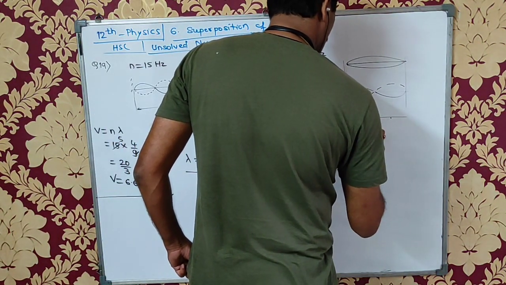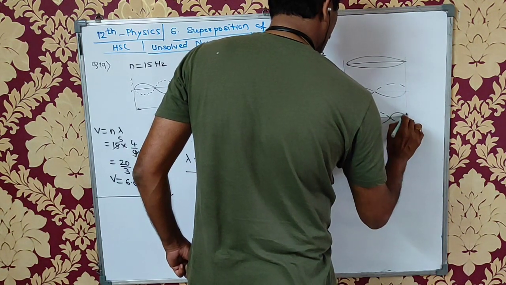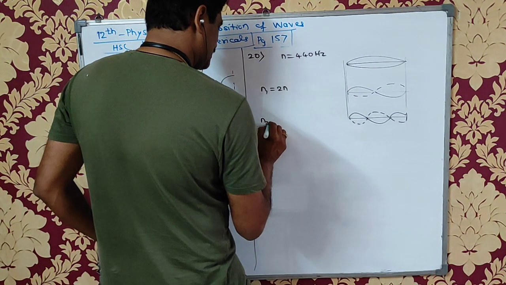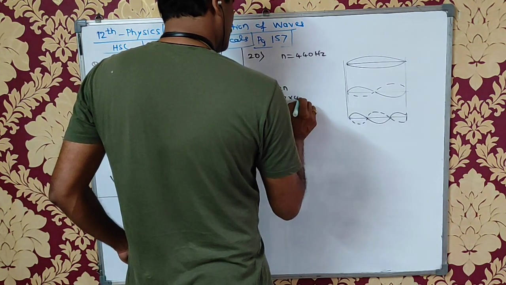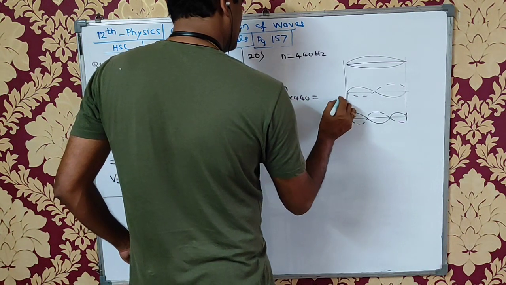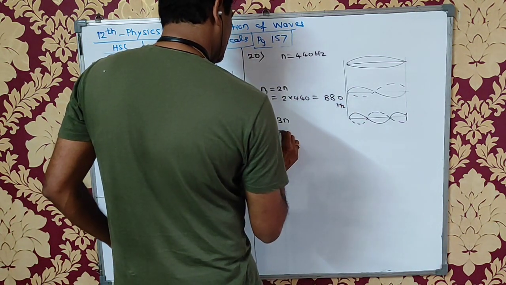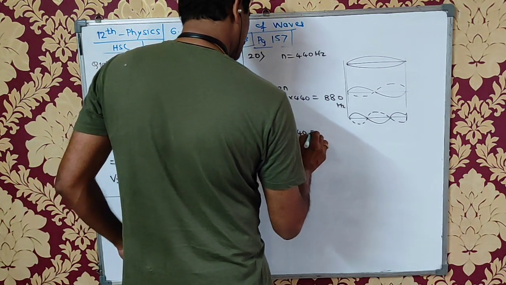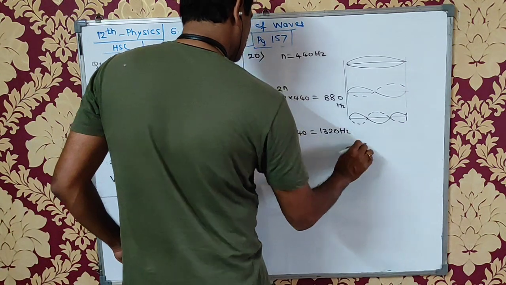उसके अगला सेकंड ओवरटोन is going to be something like this. इसी के अंदर ऐसे लूप्स तैयार होंगे. So this is the second overtone which is 3 times. So it is 2 into 440, that is 880 Hz. And this is 3 into 440, that is 1320 Hz. Is this okay?